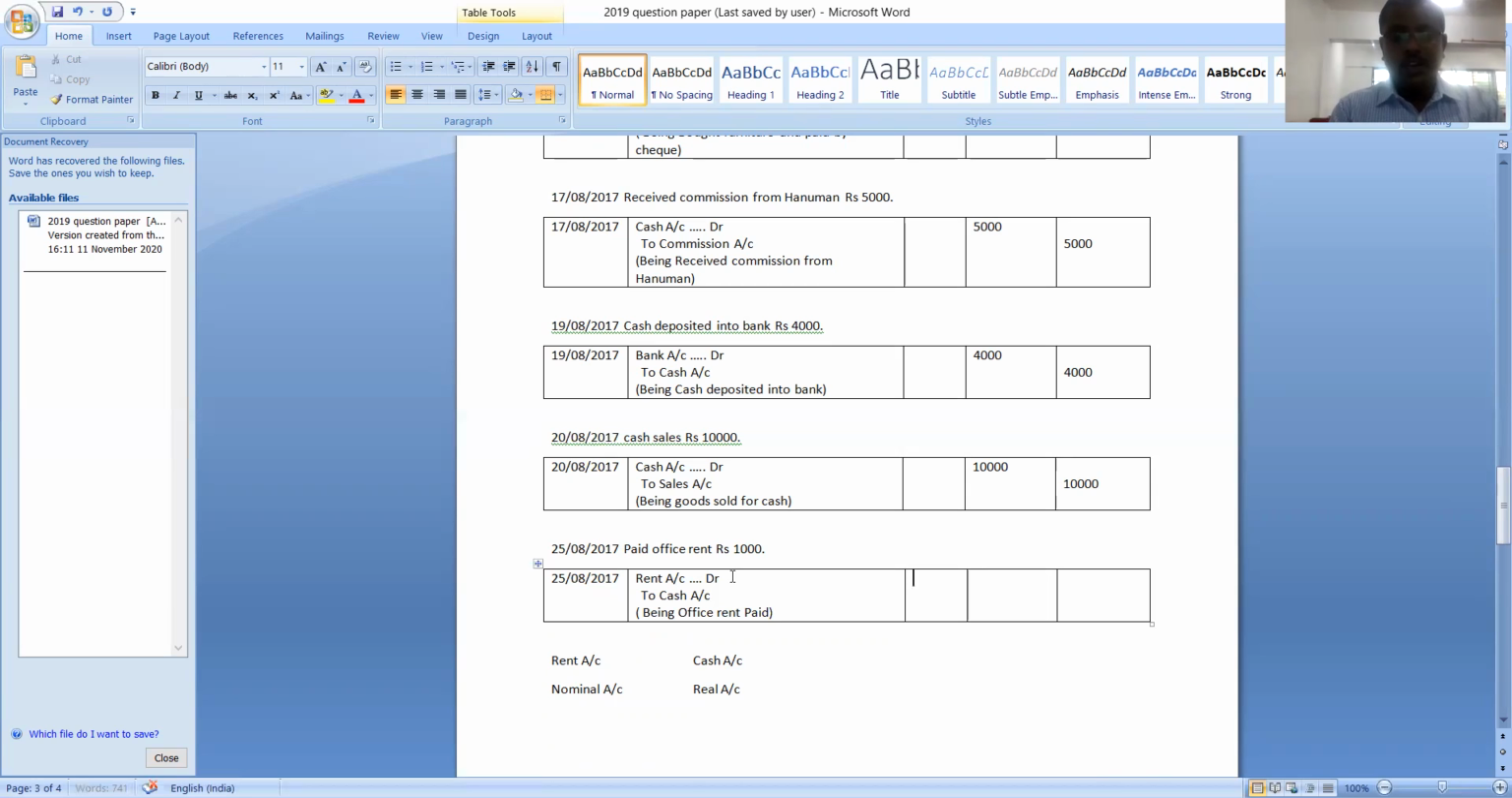Understood? We'll write the amount now. Ledger folio column is nil. How much is the amount? 1,000 rupees, parallel to the name of the account debited, and parallel to the name of the account credited, in the credit column, rupees 1,000. So at last you should make the total of both the debit column and credit column. The totals of these two columns should be the same. This is how we need to pass the journal entries for the transaction.